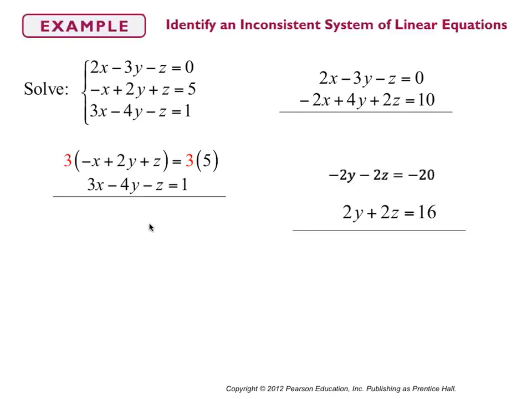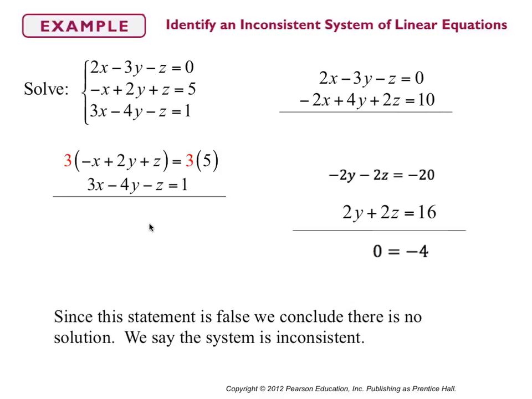Add it together, and negative 2y minus 2z plus 2y plus 2z, that's just going to be 0, and negative 20 plus 16 is going to be negative 4. So we get 0 equals negative 4. Now we know that 0 is not equal to negative 4, so this statement is a false one. So we would conclude that there is no solution. So we can say that the system is going to be inconsistent.